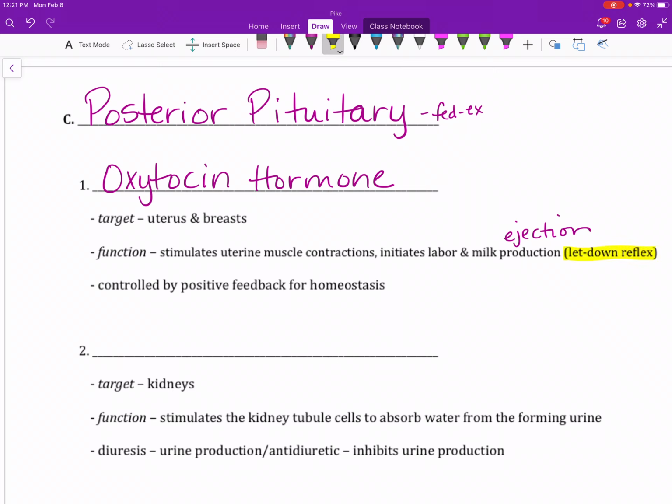Because prolactin helped to produce that milk, but we don't want it coming out during pregnancy, wasting that milk. We want it to come out when there's a baby on the breast. So it's the suckling of a baby on the breast that actually causes this hormone to be secreted, which causes milk to be let out of the breast. And this is controlled by positive feedback. This is one of the only hormones that works by positive feedback.